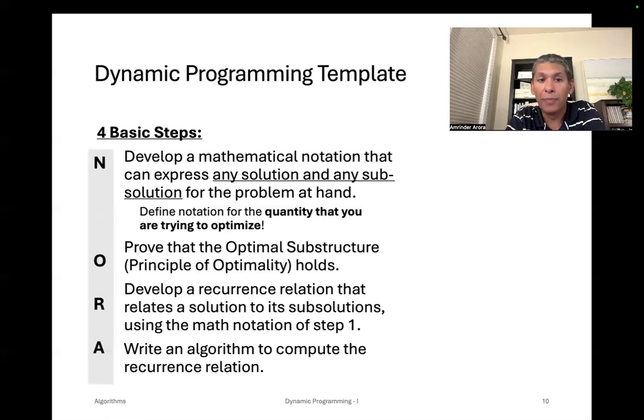You do want to see that the optimal substructure, the principle of optimality, holds. That's the same thing we also talked about in the greedy algorithm lecture as well. Then come up with a recurrence relation, a recursive formulation that's going to relate the solution to its sub-solutions using the notation that you came up with in step 1. And finally, come up with the algorithm which will tell us the sequence, how you will build it from bottom to the top here. So the mnemonic NORA is quite helpful in this case. NORA for notation, optimality, recursive formulation, and the algorithm itself.